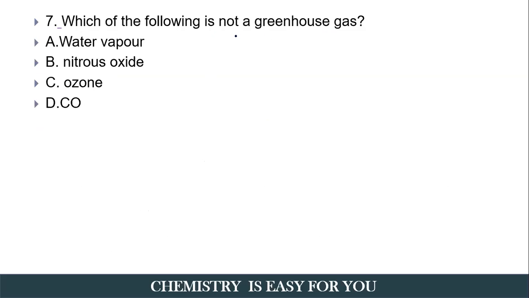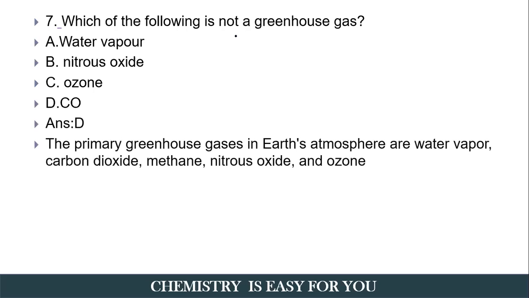The seventh question: which of the following is not a greenhouse gas? This question has been asked multiple times in many exams, and even when I was attempting one of the exams, I couldn't answer this question because I got confused between the options: water vapor, nitrous oxide, ozone, CO. For me, all these were greenhouse gases. It was very difficult to differentiate. So today I am easing your difficulty. The answer is option D, CO.